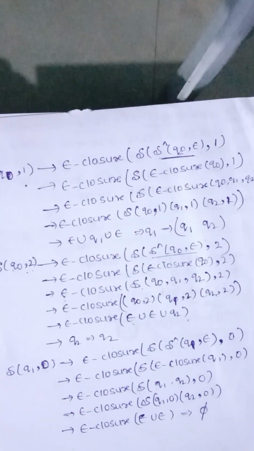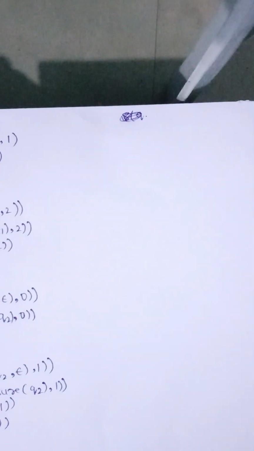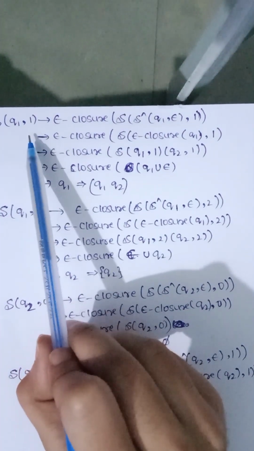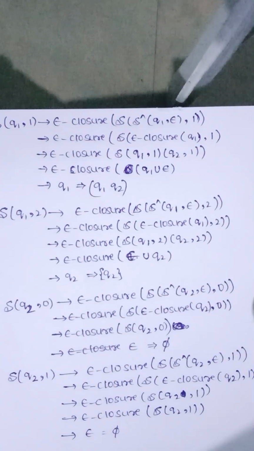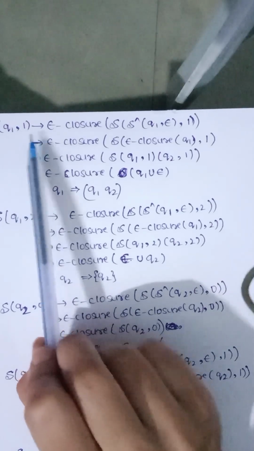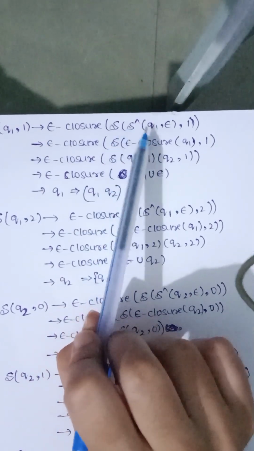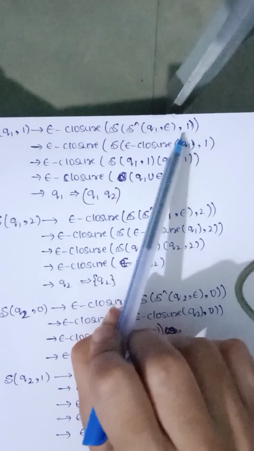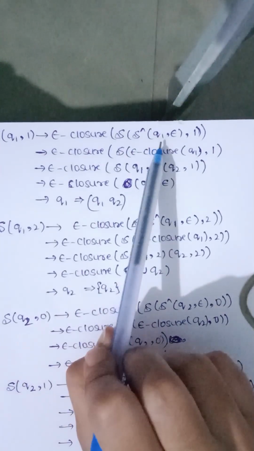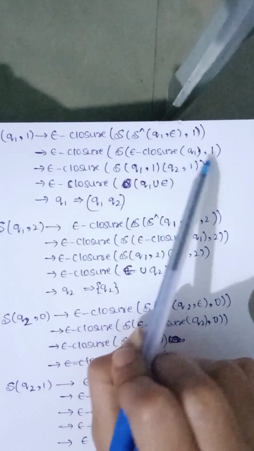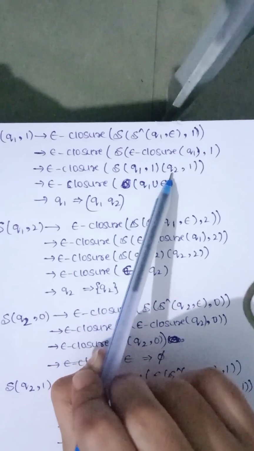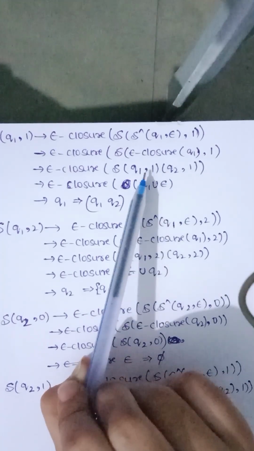Okay. Now for q1 with input 1. In the previous step we checked with 0. Now here we will check with 1. Epsilon closure of delta cap q1 comma epsilon, comma 1. For input 1 we write 1. For state q1, epsilon closure of q1 comma 1. What does q1 have? q1 and q2. So q1 comma 1 and q2 comma 1.